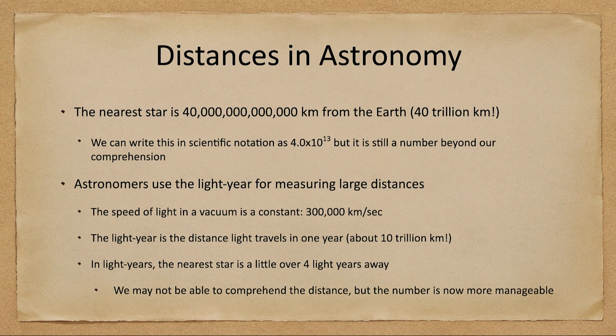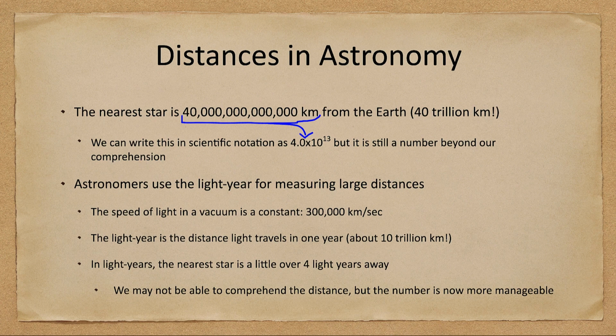Now let's go ahead and look at some of these distances again. Numbers get very big. The nearest star other than our Sun is 40 trillion kilometers away from Earth. Now that gets to be big numbers and very hard to comprehend. We can write this in scientific notation as 4 times 10 to the 13th, but how can we even imagine 40 trillion of anything?